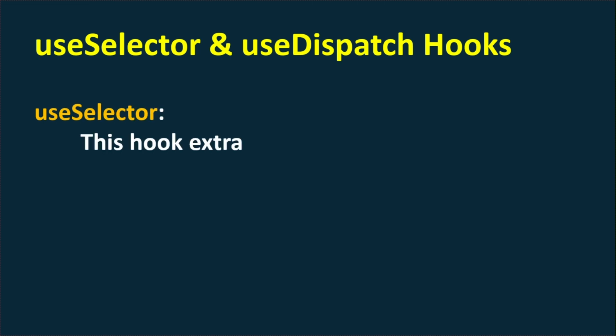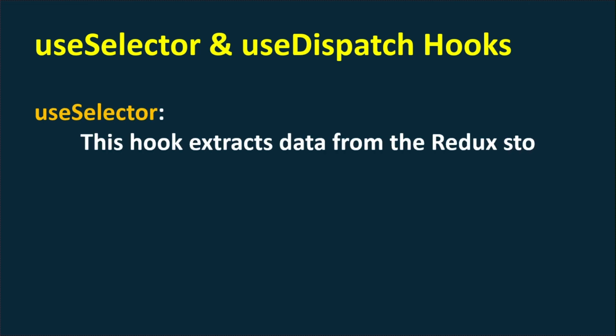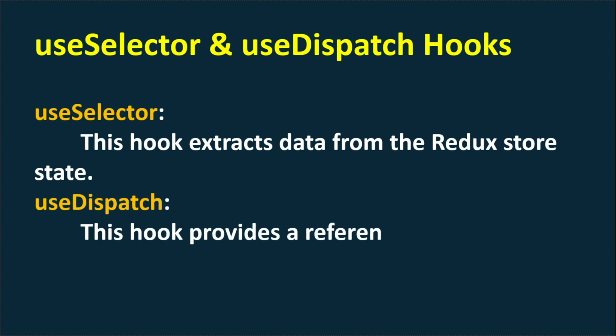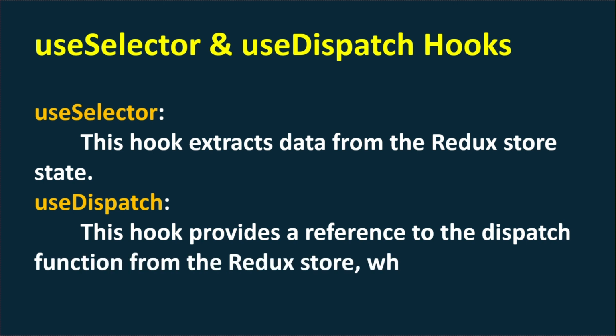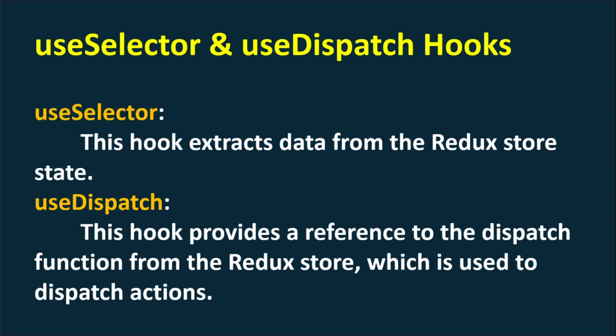Coming to the two main important hooks while implementing Redux in React, they are useSelector and useDispatch. useSelector: this hook extracts data from the Redux store state. And coming to useDispatch, this hook provides a reference to the dispatch function from the Redux store, which is used to dispatch actions.